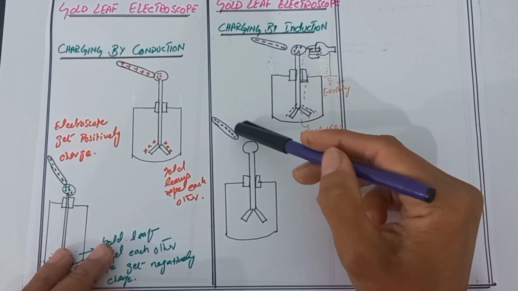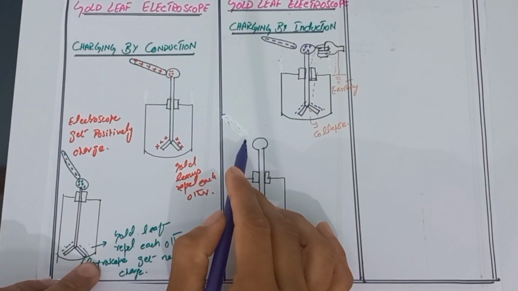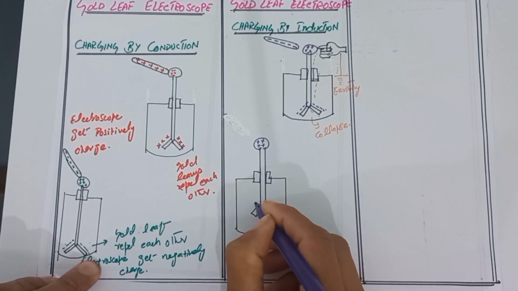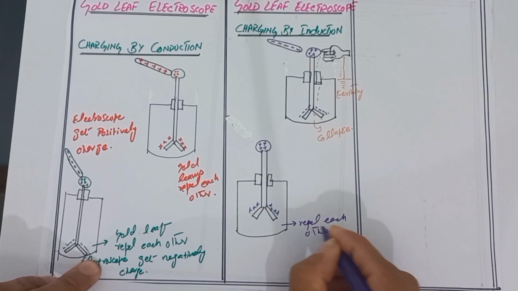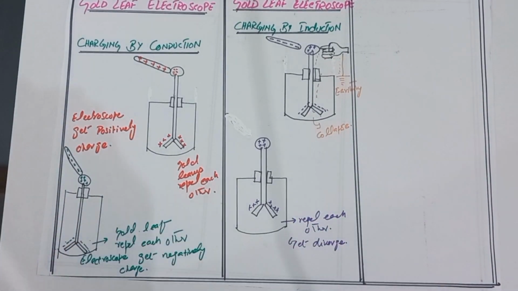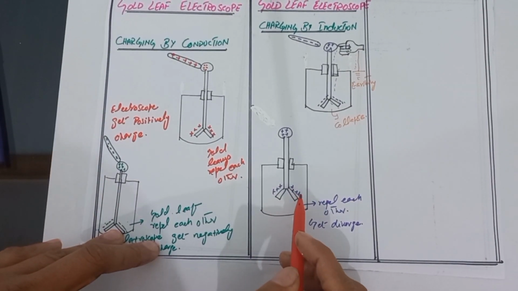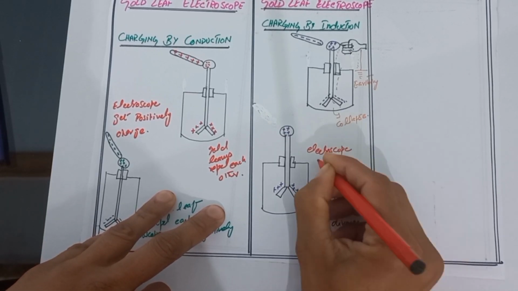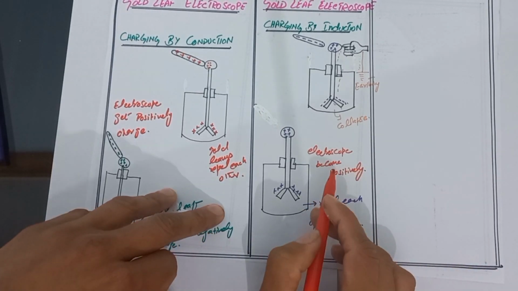Lastly, when we remove the negatively charged glass rod from the electroscope, the positive charge on the metal ball gets distributed all over the electroscope, and the gold leaves repel each other and move apart. So we say that these leaves diverge. Now, when the positive charge gets distributed all over the electroscope, we can say that this electroscope becomes positively charged. How does the electroscope become positively charged?